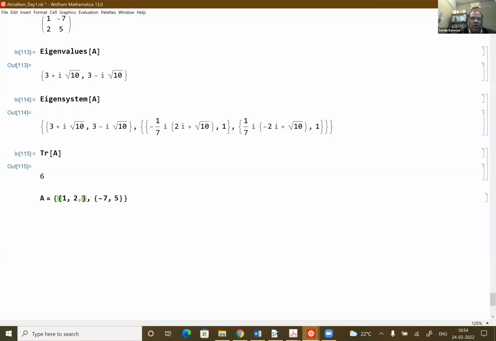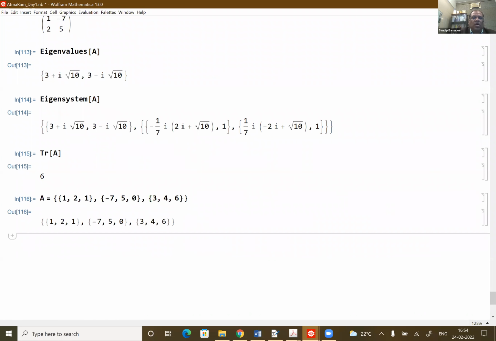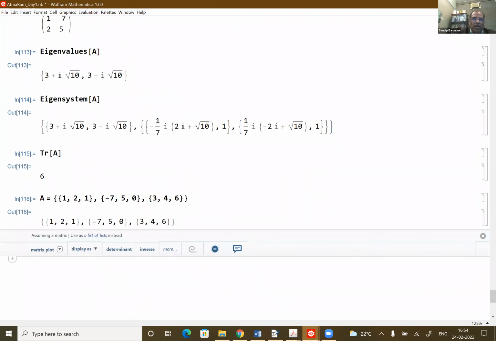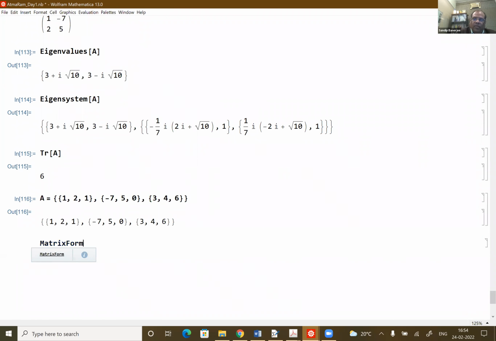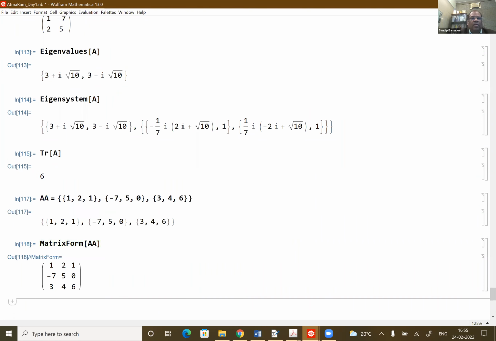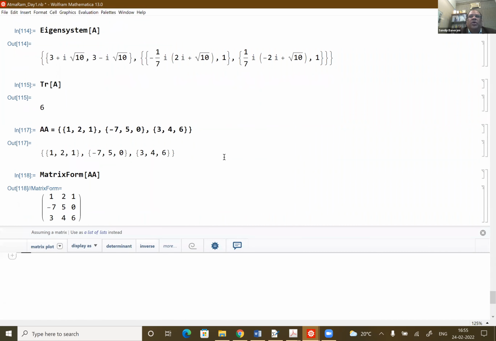If you want a 3 cross 3, I put a 1, I put a 0, and I add another row, say 3, 4, 6. And if you want it in matrix form, okay, so I make it, say A already given, I make it double A. So MatrixForm of AA. Okay, is it okay, Richa?